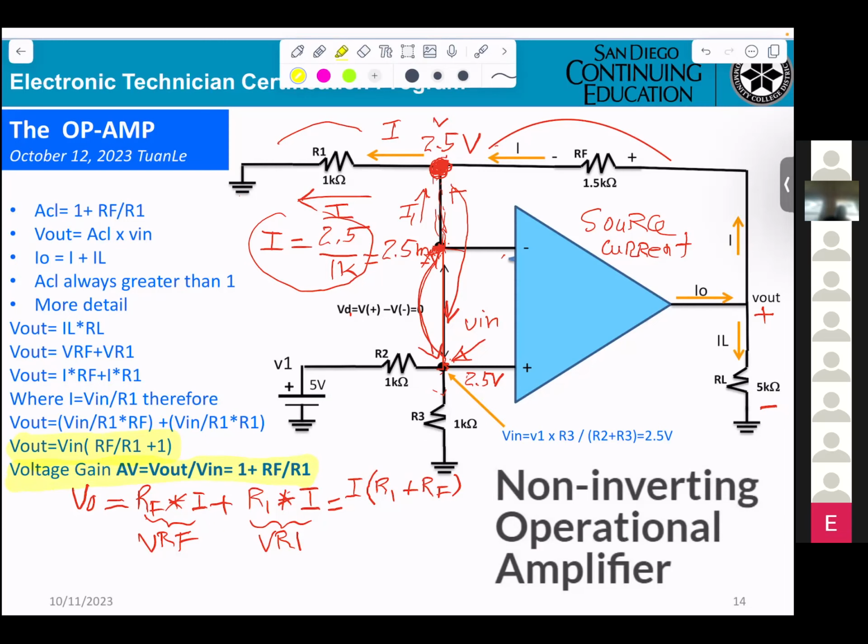And this gives you the gain. The gain equals V out divided by V in. If you get the V in and you get the V out, then you can get the formula 1 plus RF divided by R1. That only tells you one thing: the gain is always greater than 1. The thing is 1 plus RF divided by R1.